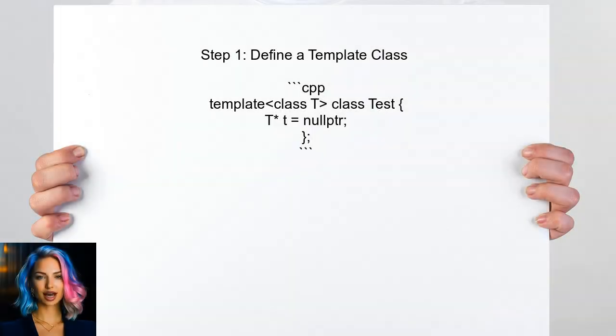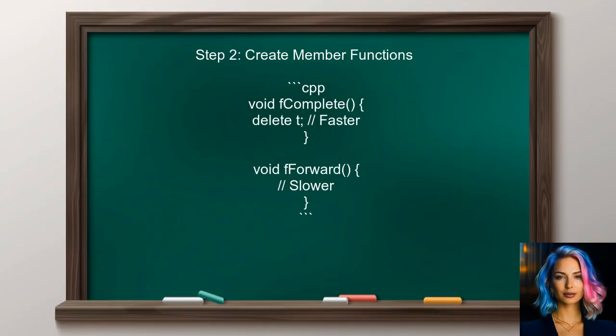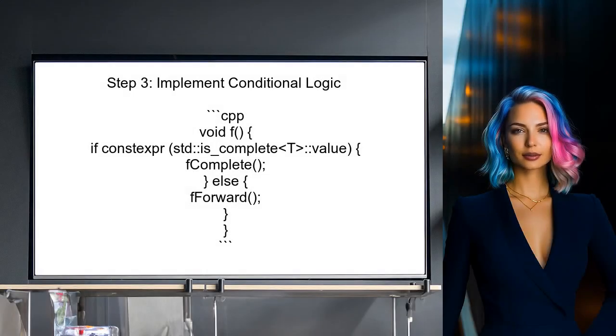To check if a type is complete in C++, the user can utilize a technique involving a template class. First, they should define a template class that includes a pointer to the type in question. Next, the user should create two member functions within the class. One function will handle the case when the type is complete, and the other will handle the case when it is not. Then, the user can implement a conditional statement in a third function to determine whether the type is complete. This function will call the appropriate member function based on the type's completeness.